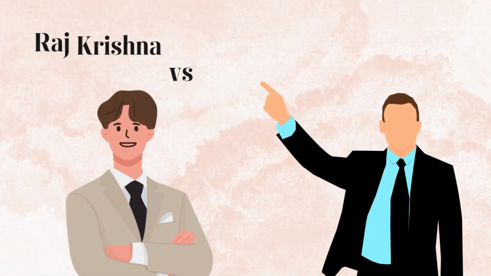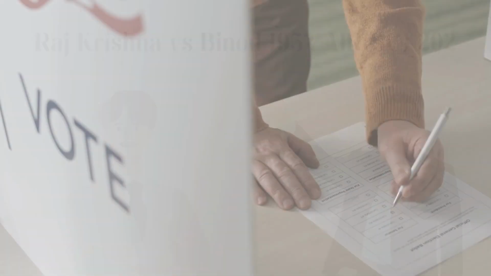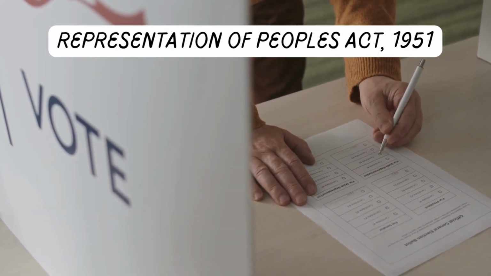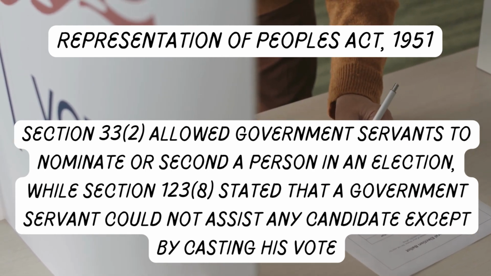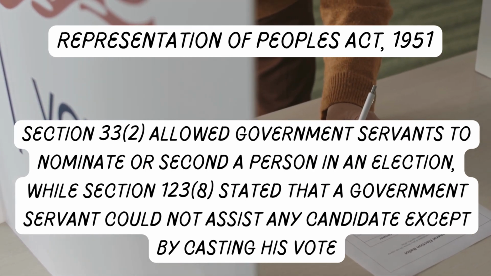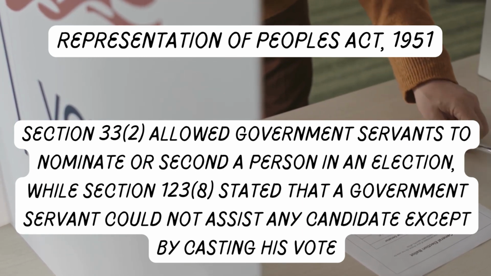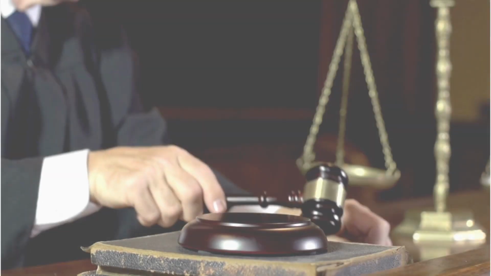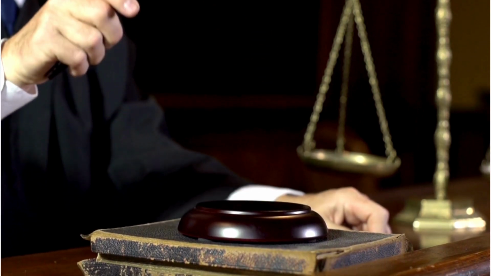Raj Krishna vs. Binod. In this case, a conflict arose between two provisions of the Representation of People's Act 1951. Section 33(2) allowed government servants to nominate or second a person in an election, while Section 123(8) stated that a government servant could not assist any candidate except by casting his vote. The court observed that both the provisions needed to be construed in a way that maintained harmony.